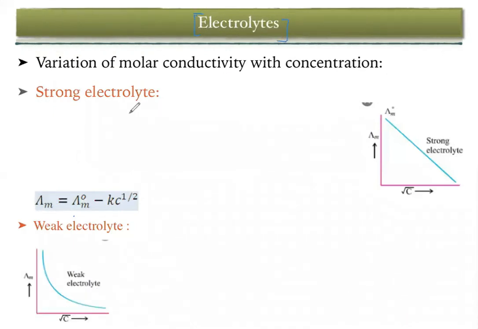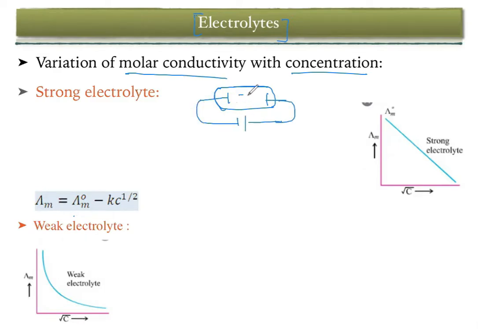Now let us discuss the variation of molar conductivity with concentration. As we have discussed, conductivity is nothing but the flow of ions, right? We have taken the solution and we are measuring the conductivity. The movement of ions in the solution depends upon the type of electrolyte. There are two types of electrolyte: one is the strong electrolyte, another is the weak electrolyte. Depending upon the electrolyte, the molar conductivity will vary.